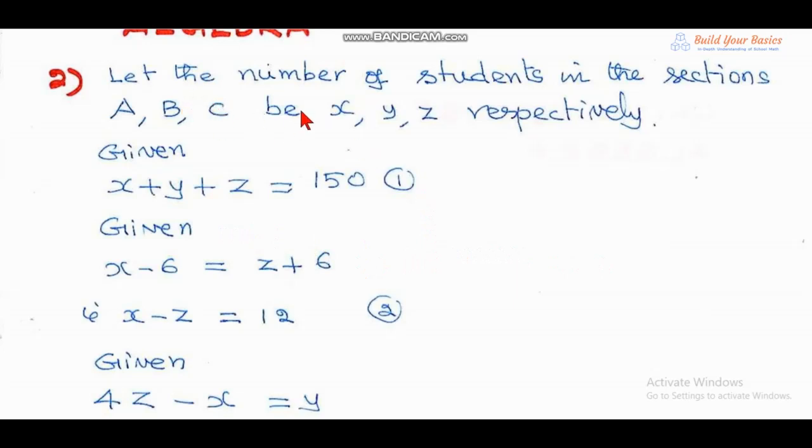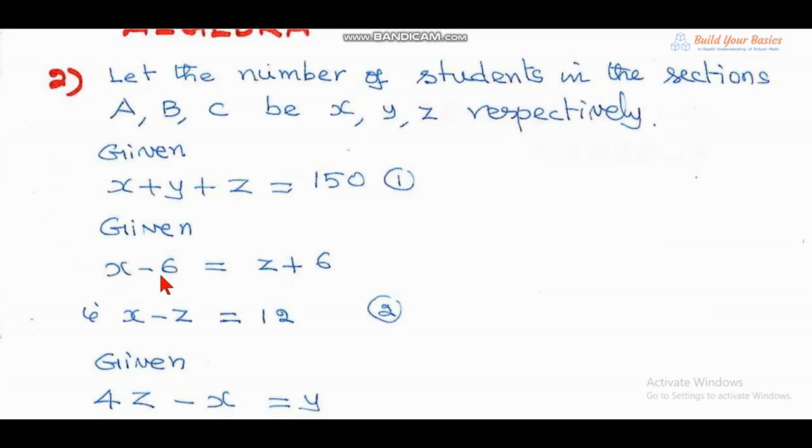So let us assume that the number of students in the sections A, B, C to be x, y, z respectively. So x + y + z, total number of students admitted to the school, is 150, one equation. Then the second statement, if 6 students are shifted from section A, how many students are in section A? x. 6 students are shifted. So x − 6.